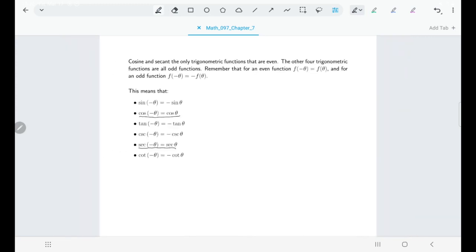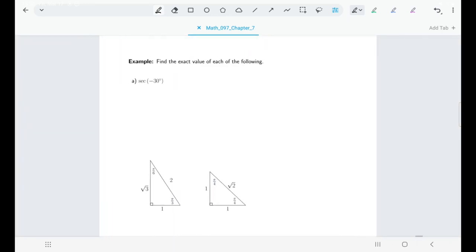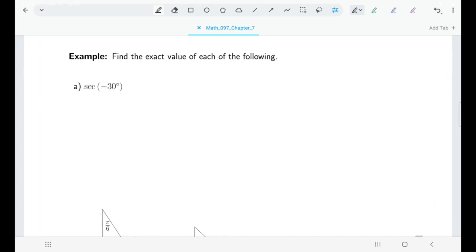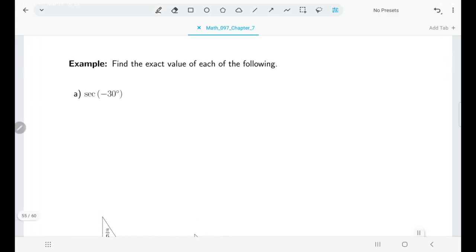So let's do a couple of examples involving these symmetries. First one I want to find out is what is secant of negative 30 degrees. So first thing that I would do would be to say to myself, well, number one, I know that secant is the reciprocal of cosine. So secant of negative 30 is the same thing as 1 over cosine of negative 30.